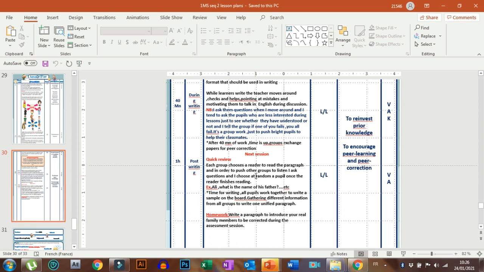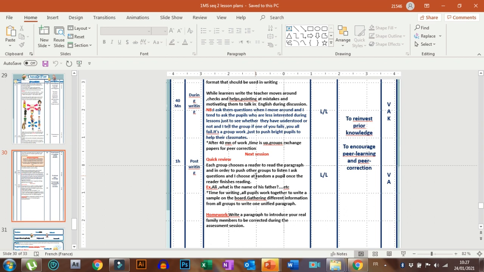Or you can ask questions. For example, when a group finishes reading, you can ask the other groups, who are the family members that they were talking about, how old is a certain person, just to tell them that you want them to listen, not to play.